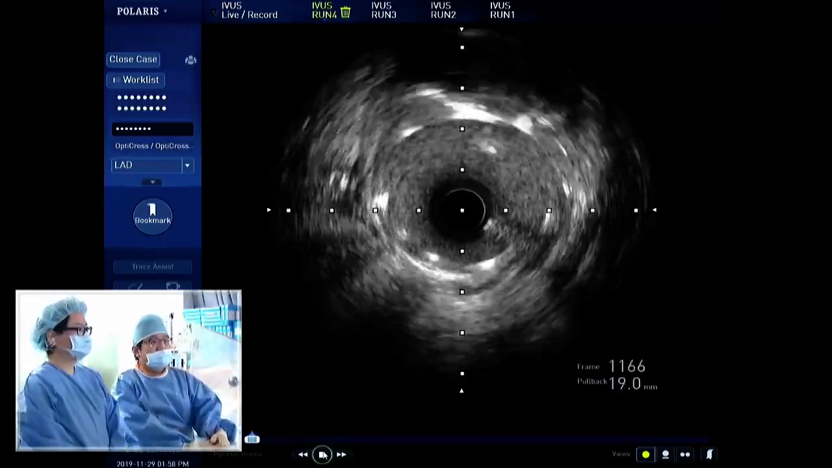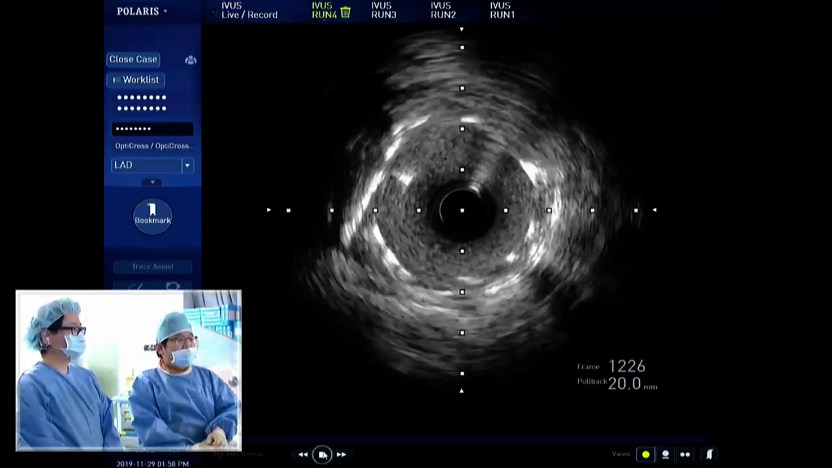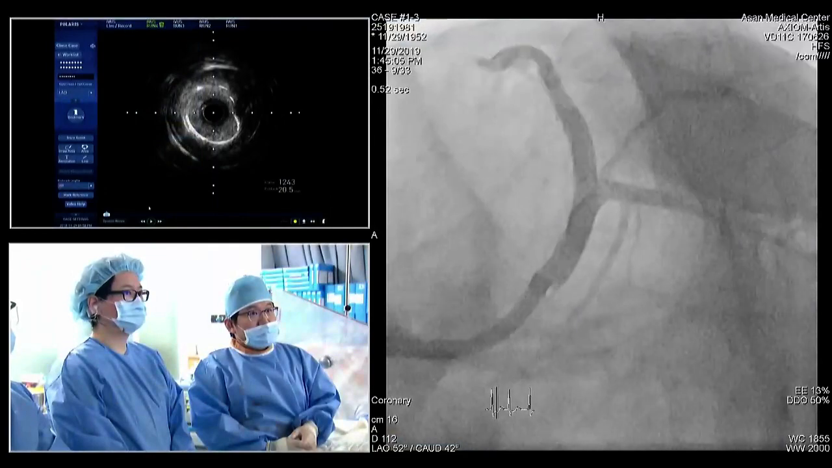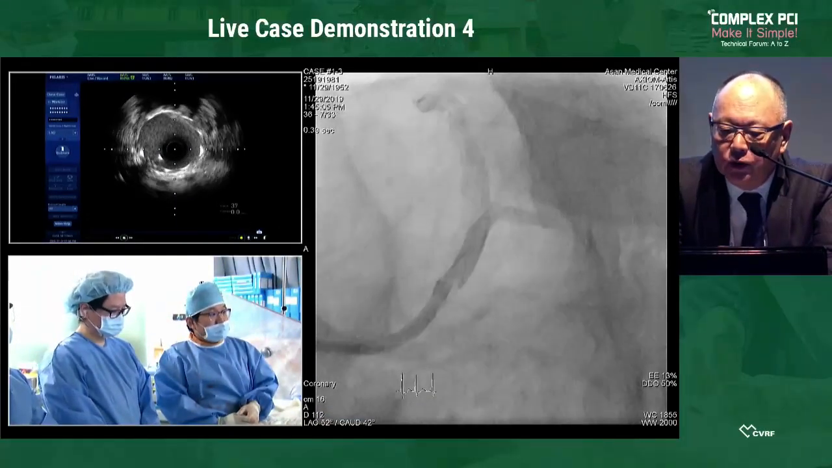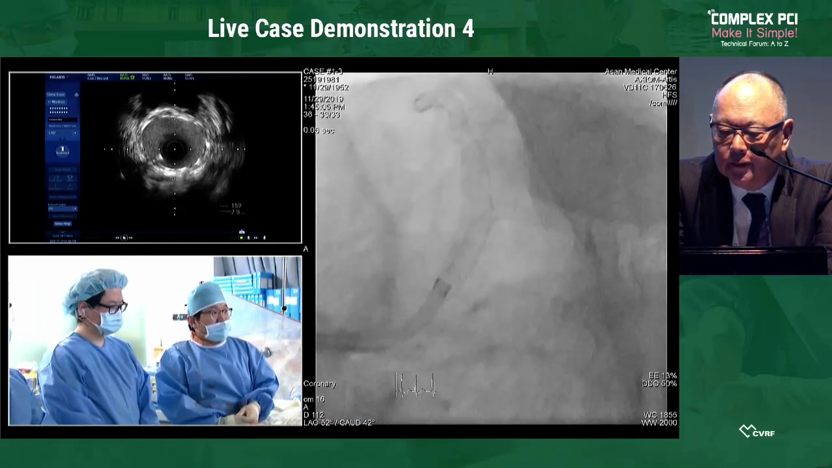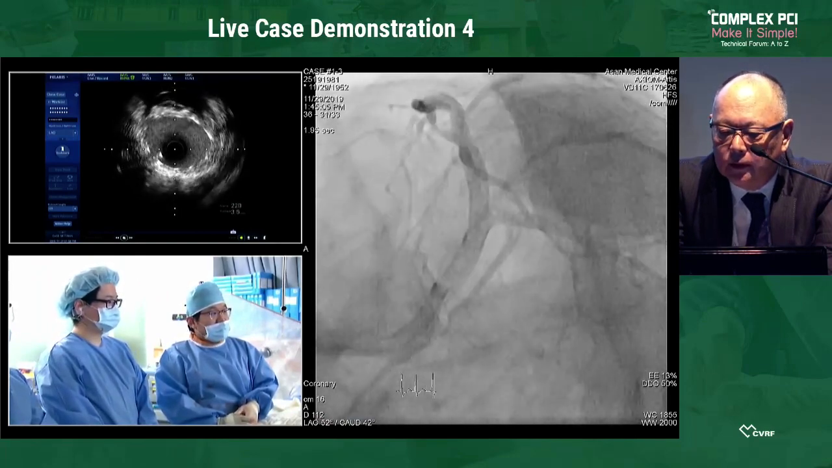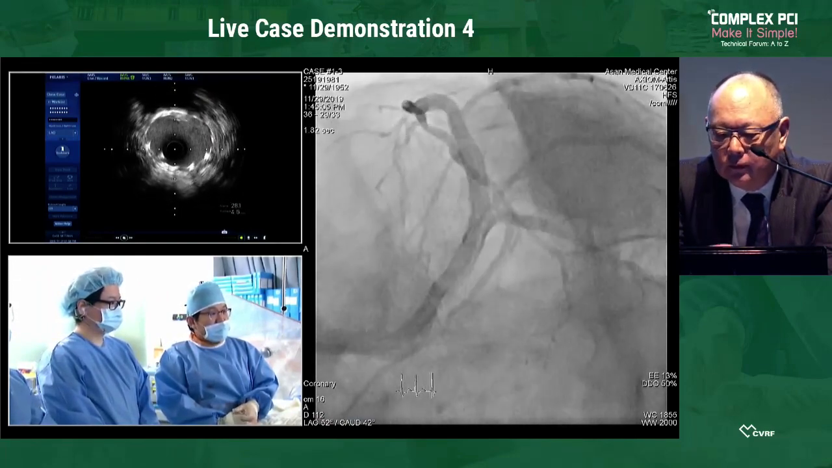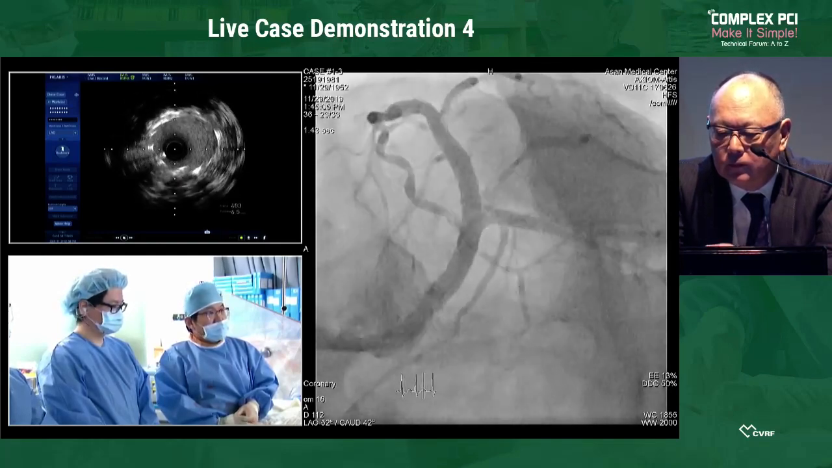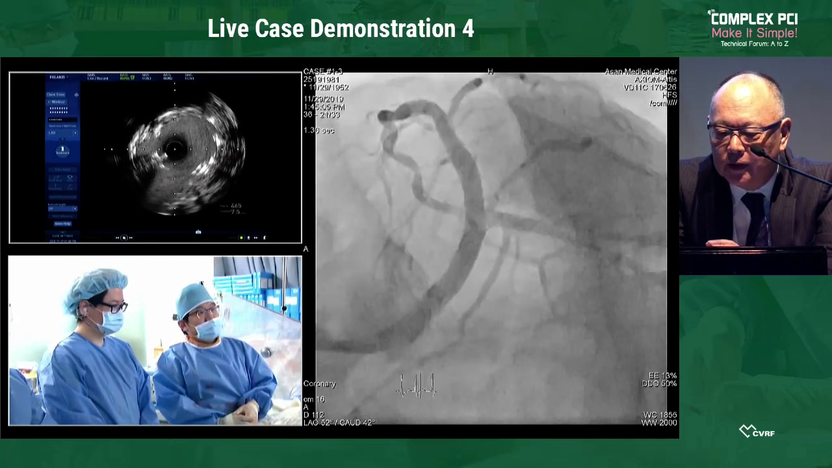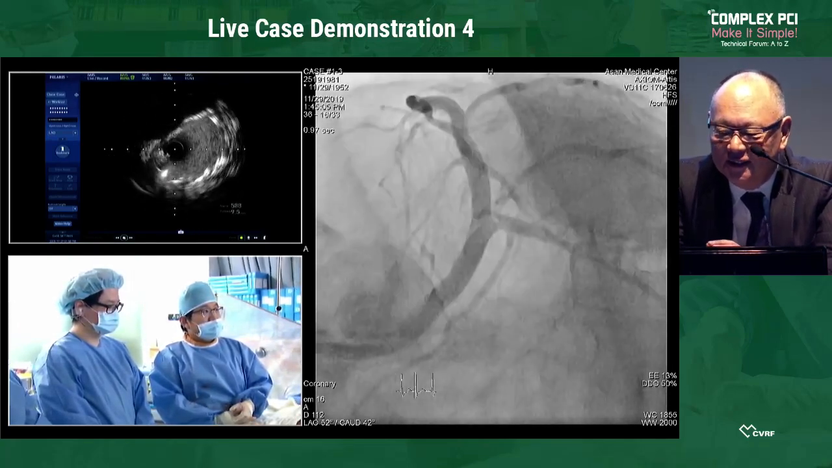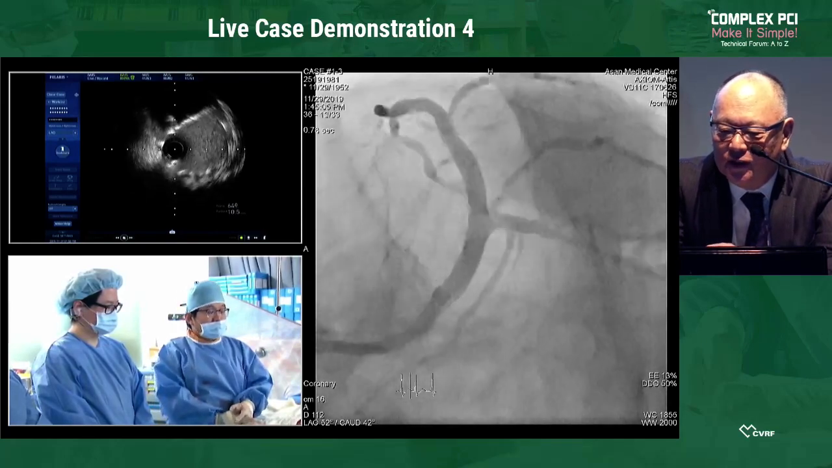Do you have any comment or question about my procedure? Did you do the standard crush technique, not DK? Not DK. This is not DK crush. I just did one final kissing balloon dilatation. So which is better, do you think, DK crush or just a standard crush technique?